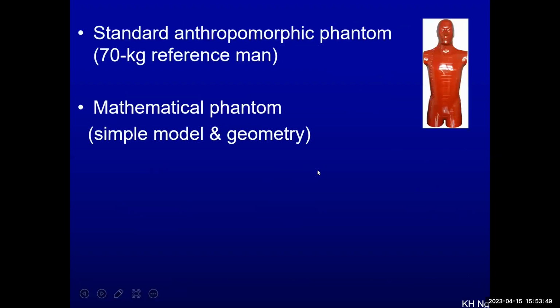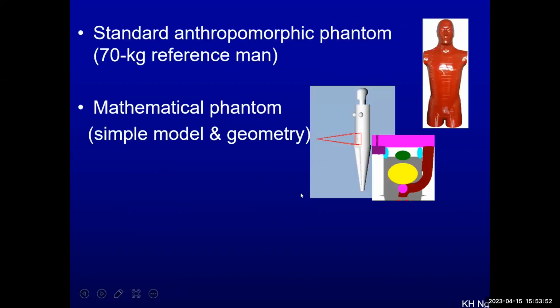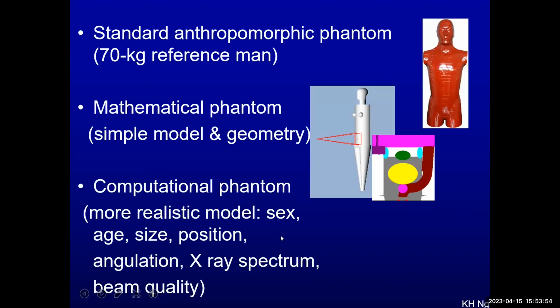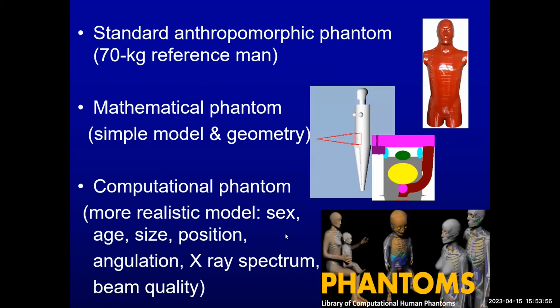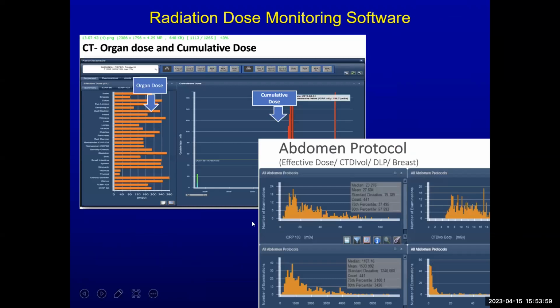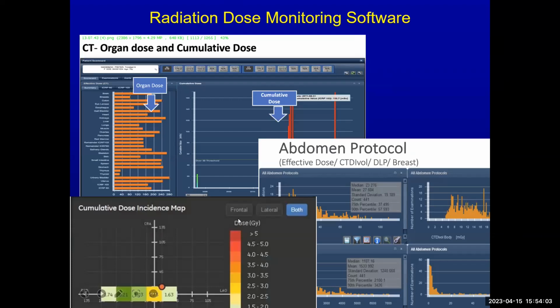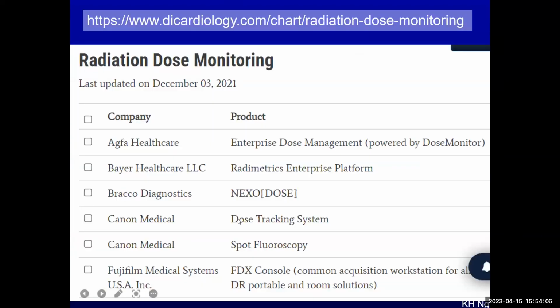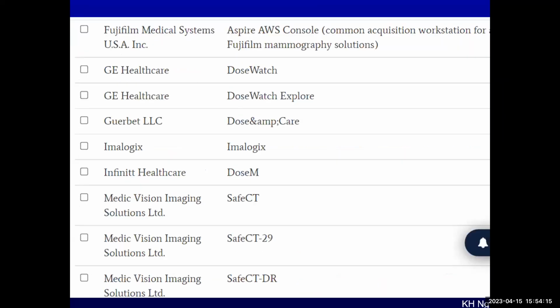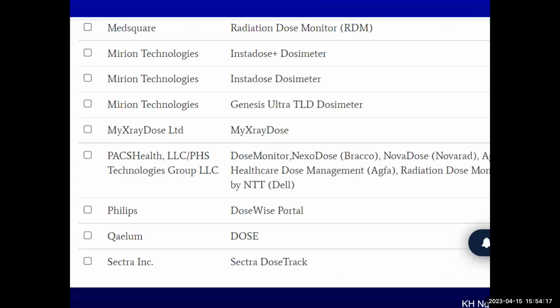Okay, the standard reference, Medevance phantoms and so on, computational phantom and so on, right? We work out, and there are different software to work out the organ dose. You fit in various exposure parameters, and these are example radiation dose monitoring, the tracking software. There are lots of them. The URL given, you can look at that, right, from Agfa, Bayer, Canon, GE, and a whole lot of them, Philips, and so you can see and compare. Some are expensive, some are affordable.